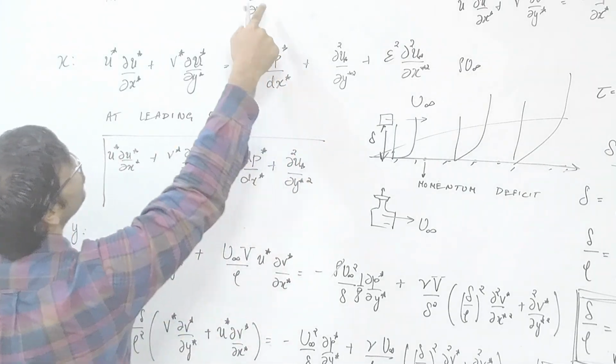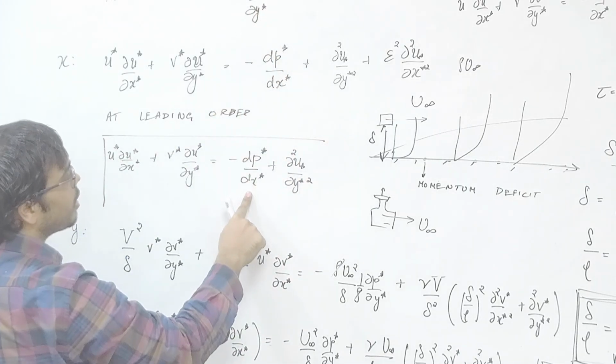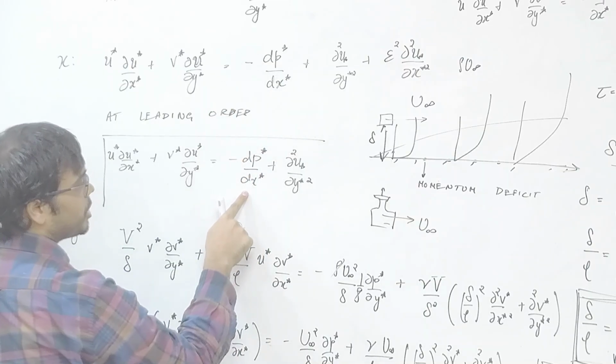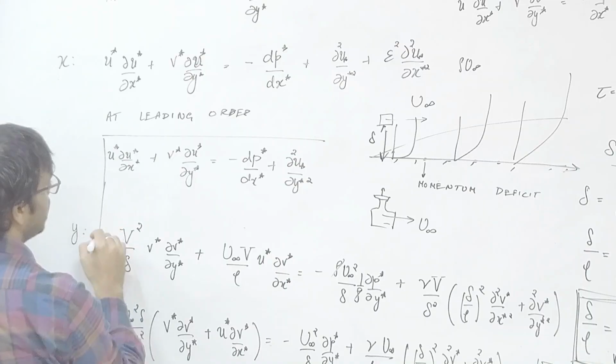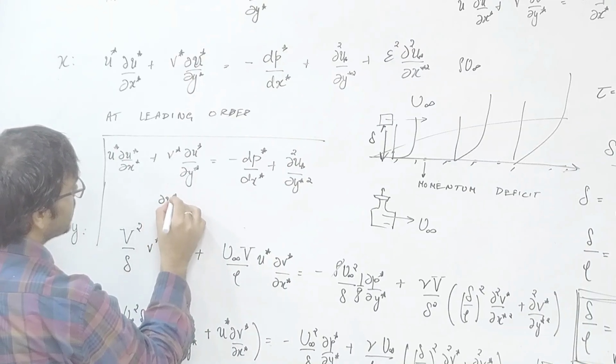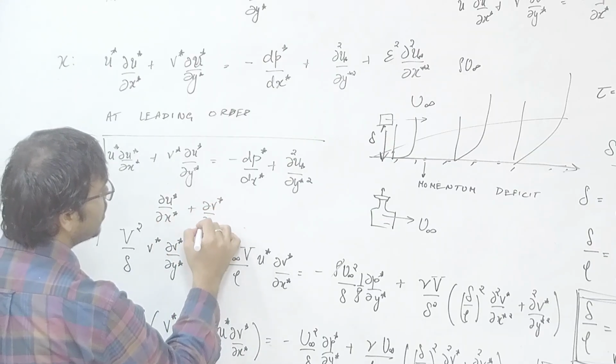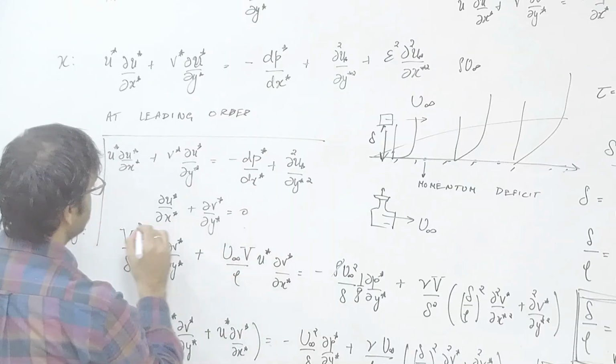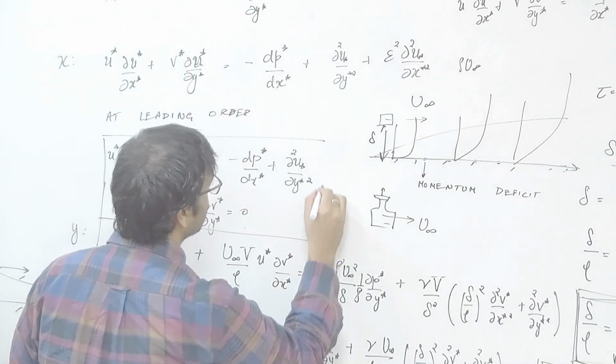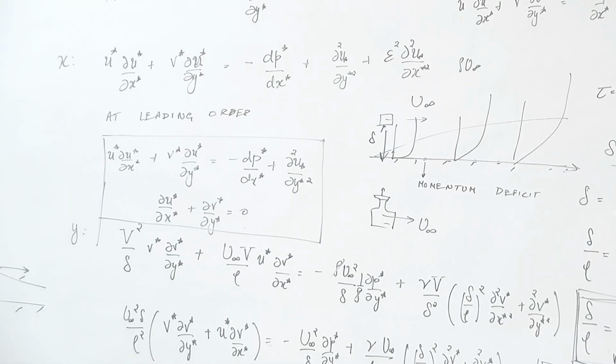So we have already used the information of the y momentum equation. The other equation is your continuity equation, and this set of two equations that you see in front of you are what are known as boundary layer equations in obviously Cartesian coordinates.